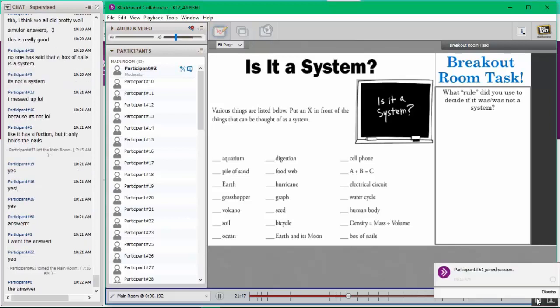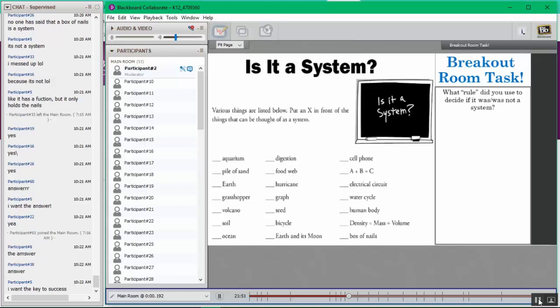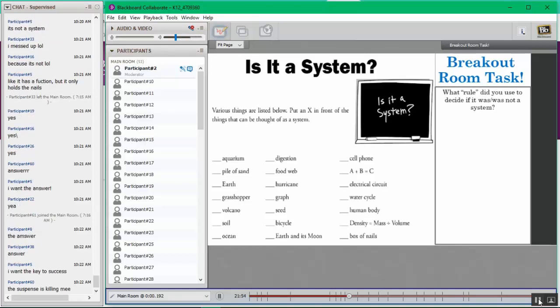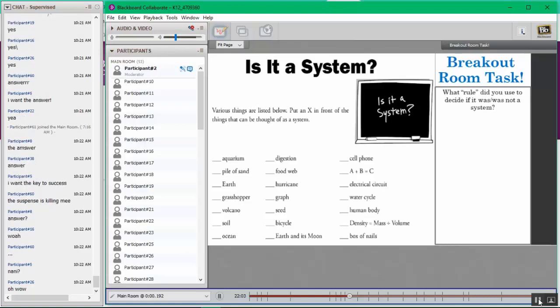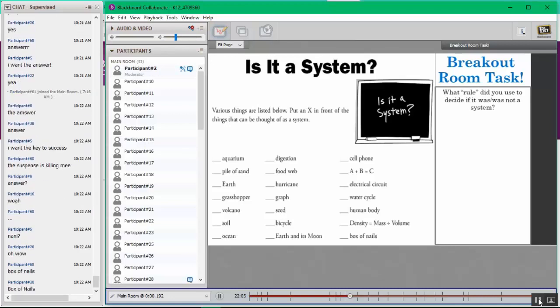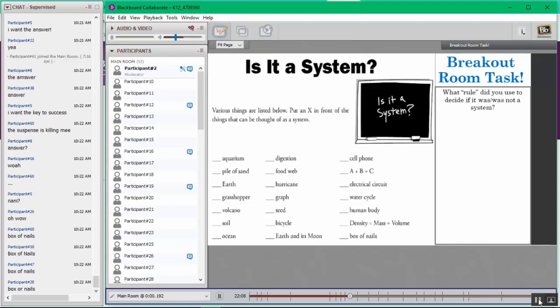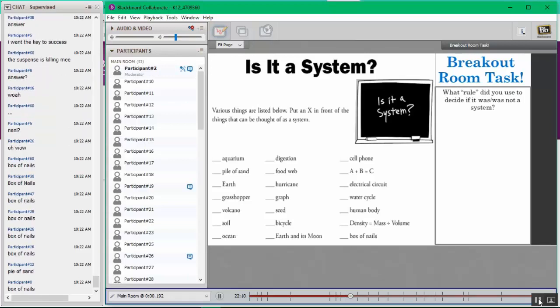Okay, because we have a lot to go over today, I won't drag this one out. But the answer for is it a system is that literally all of them except for 2 are systems. Can you guess which 2 are not a system? Okay, the box of nails for sure is one. What's the other one? Yes, the pile of sand. Good, okay. So box of nails is out and pile of sand is out.